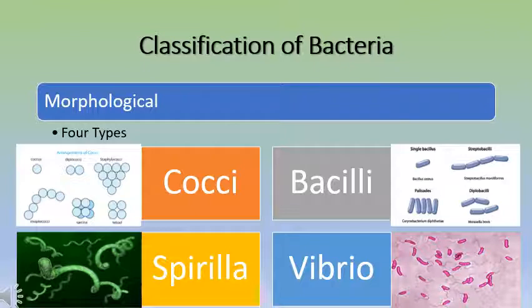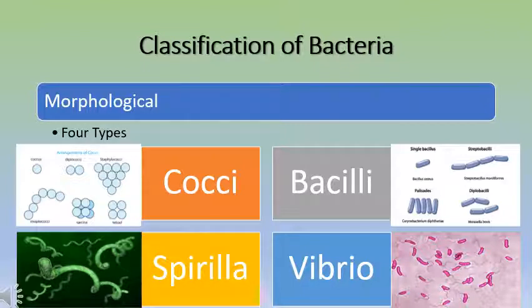And sometimes bacteria exist in the form of pairs. Those cocci bacteria which exist in the form of pairs are known as diplococci. Diplococci, you can see in the diagram. The most common example of diplococci bacteria is enterococcus.